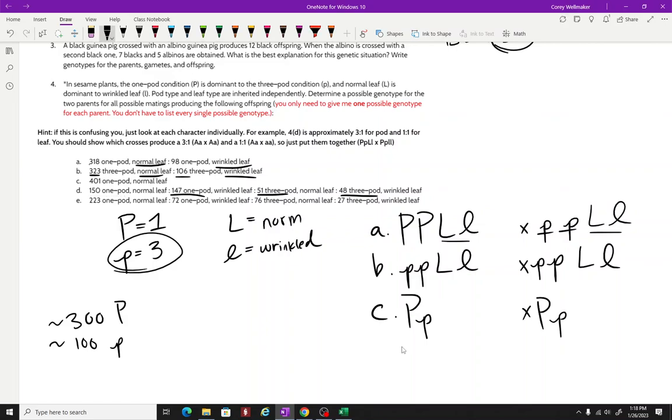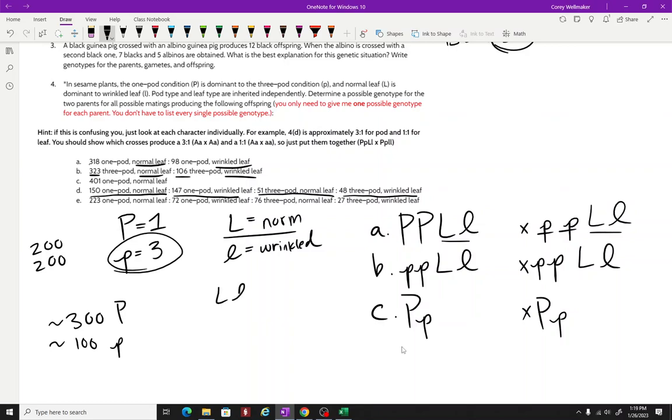Now let's look at the leaf condition. Let's do normal first, because normal is dominant. 150 normal, 50 normal, right? So that's like 200 normal. 150 wrinkled, 50 wrinkled, approximately. So that's 200 wrinkled. What cross gives me a 1-to-1?